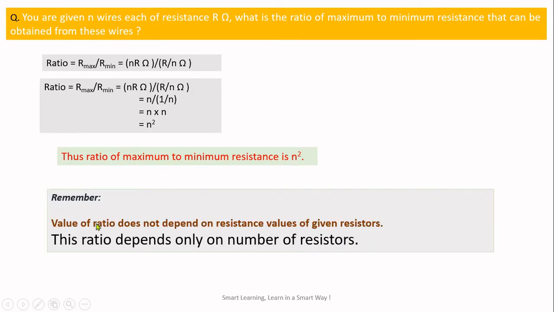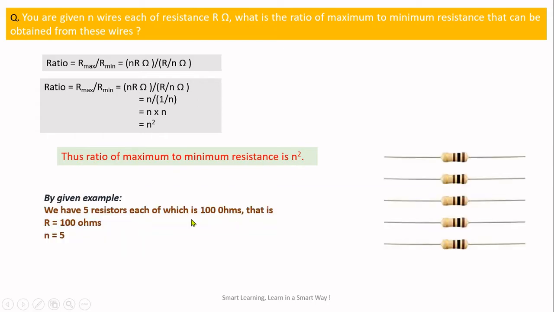Remember that the value of the ratio does not depend on the resistance values of the given resistors. You can see here R is absent. So only n square is there. That is, this ratio depends only on the number of resistors. So n is the number of resistors, and this statement verifies the presence of n in this result.